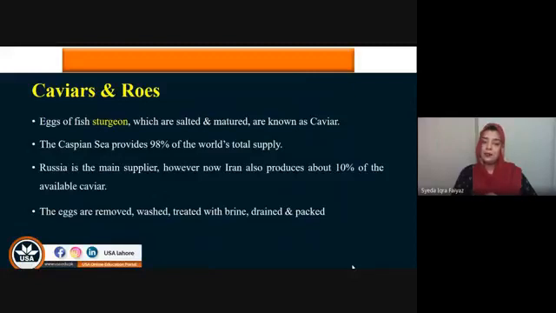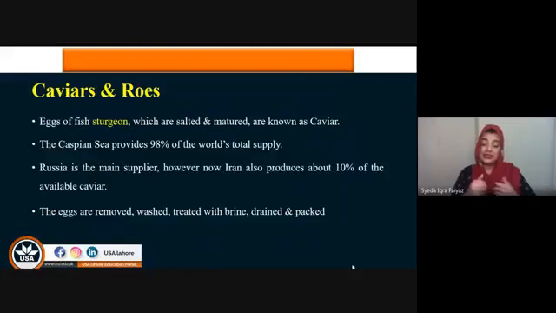Russia is the main supplier. However, now Iran also produces about 10% of the available caviar. So the main supplier has been Russia, but now Iran has also come into the competition, and it also provides 10% of the caviar that is actually provided to the world. The eggs are removed, washed, and treated with brine, drained and packed. So these eggs are actually taken out from the sturgeon fish and they're matured and treated with brine. Brine water is basically salt water. So they are treated with brine, drained and then packed.